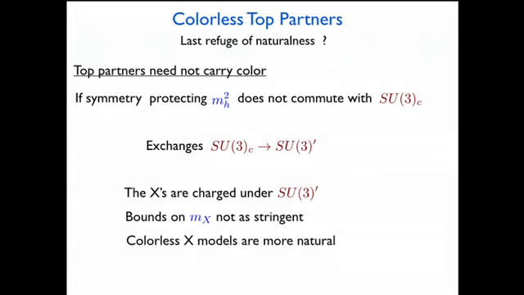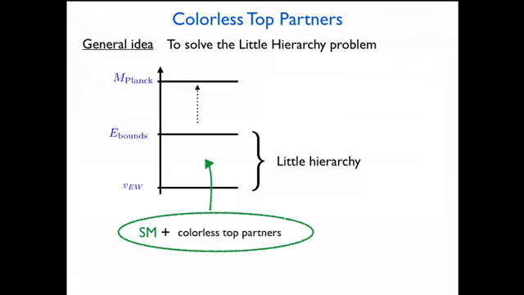So the point is, can we build theories where the top partners do not have SU3 color, and therefore they're harder to have been seen at the LHC? If the symmetry protecting the Higgs mass does not commute with SU3 color, and it exchanges it into another SU3, let's call it SU3 prime, then these top partners will be charged under this new color. The bounds will be less stringent, and the hope is that these theories with colorless top partners will be more natural than the extensions of the standard model we have today.